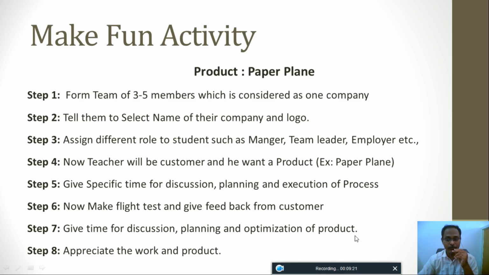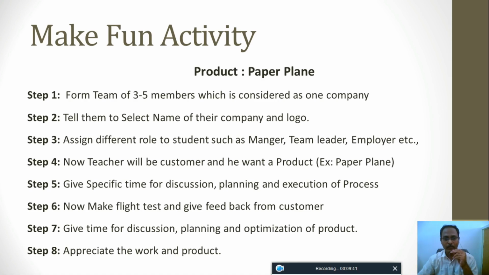There are some drawbacks in the product. It is not properly taking flight, and the stability of the flight is not good. So I have given them some time to optimize their product again. This is the feedback they have got from the customers, and they are working on those things.